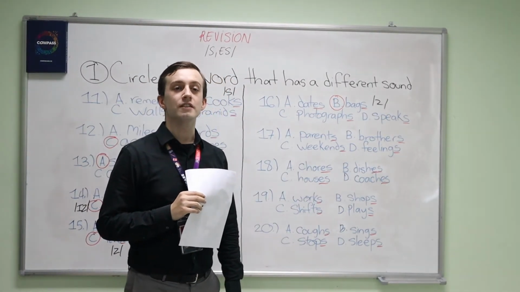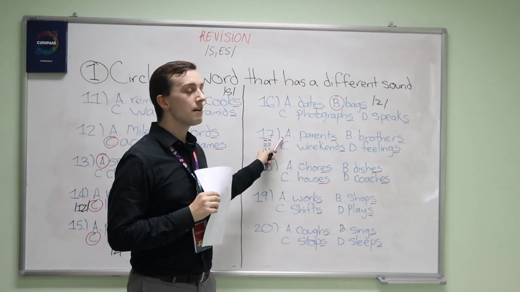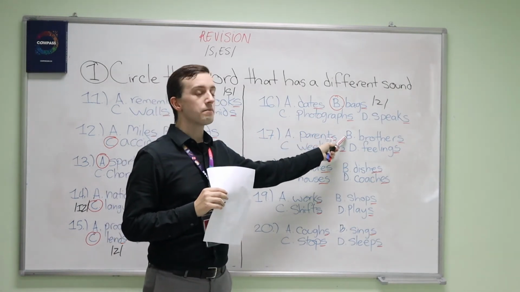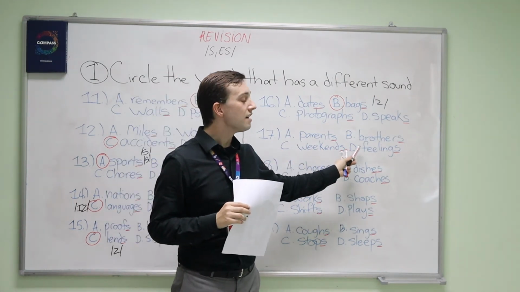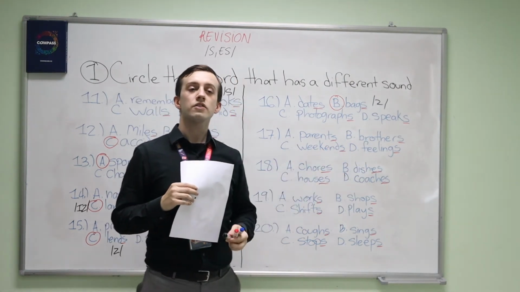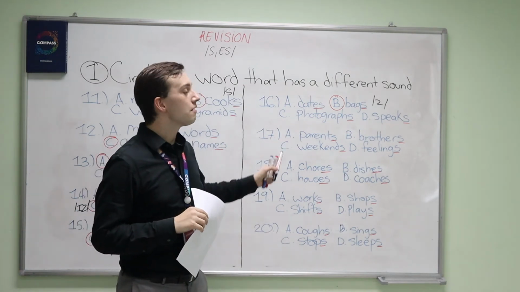Right, question 17 now. Which word is different? The words are A, parents, B, brothers, C, weekends, and D, feelings. The different word is A, parents.